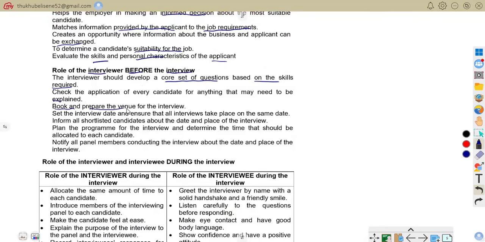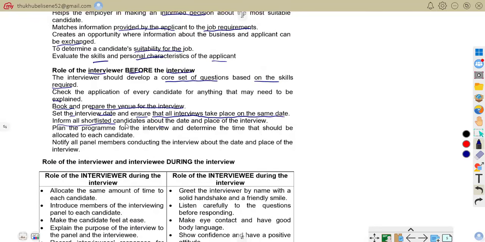Book and prepare the venue for the interview. So that is the role that must be played by the interviewer, to make sure that he books the venue where the interview is going to be conducted. Set the interview date and ensure that all interviews take place on the same date. So set the interview date and make sure that the interviews take place on the same date.